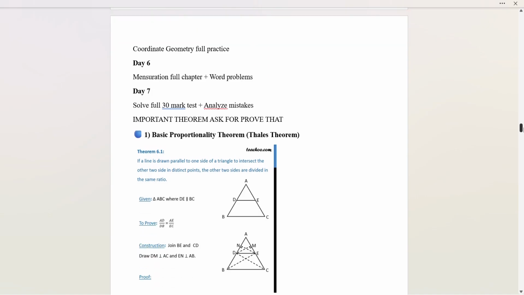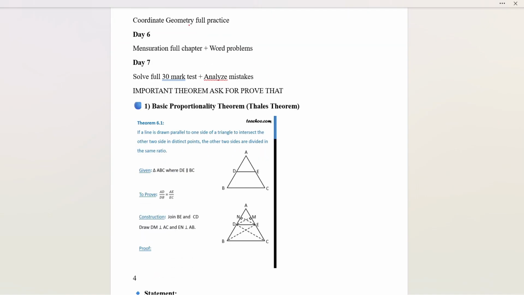So for day 5 it is coordinate geometry. In day 5 you can do full practice of that coordinate geometry chapter. Next is day 6, it is mensuration, full chapter word problems. From that you can solve word problems and do a full mensuration chapter revision.